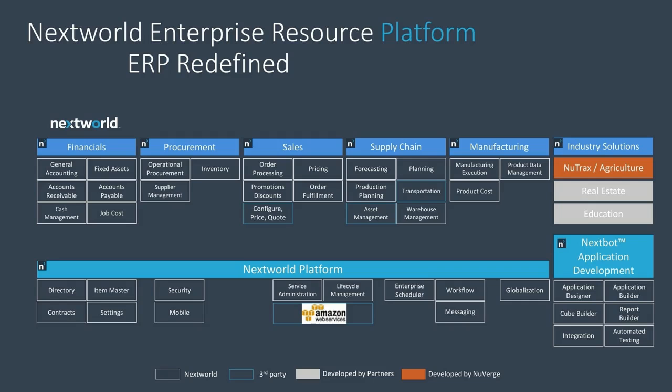Nextworld has a lot of different options already available. This is just a quick map, and this doesn't even take it as deep as it really goes. As you get a view of what Nextworld's already built on the Nextbot platform, you get a feel for it from a financial, sales, supply chain, manufacturing, procurement perspective. But I want to bring your attention to the big orange box on the right-hand side of the screen. Ultimately, that's where we're going to concentrate today.